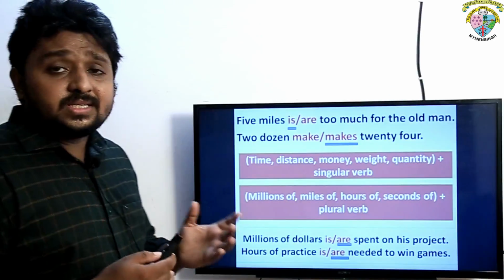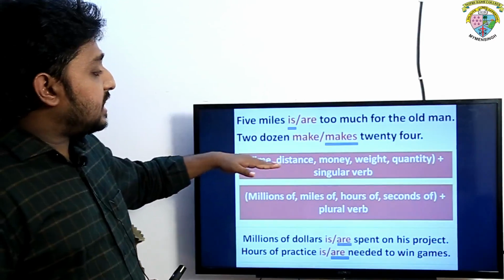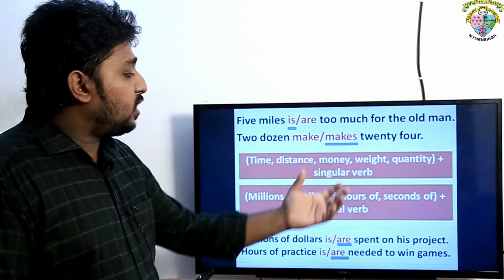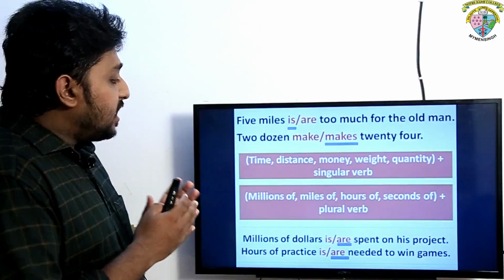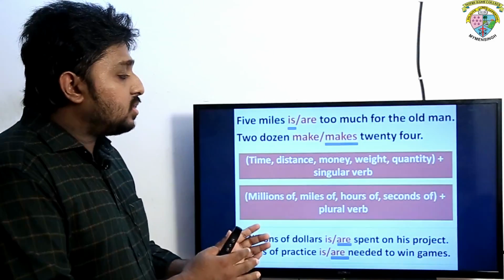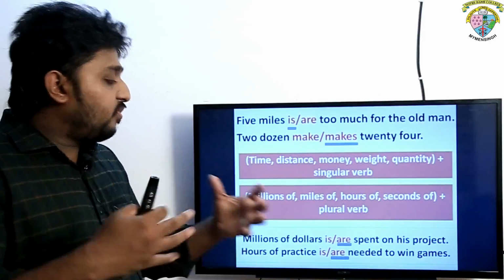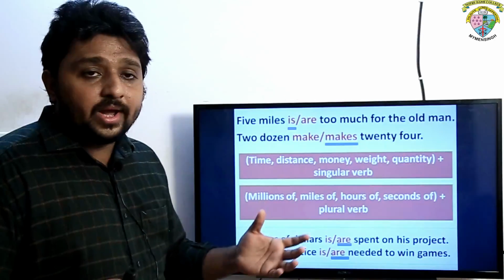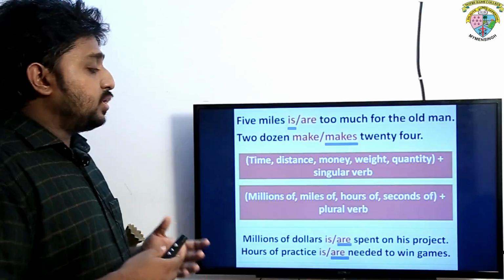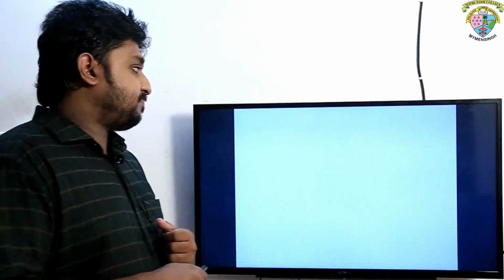So what is the reason? If you see normal time, distance, money, weight, quantity, you have to take a singular verb. But if you see millions of, miles of, hours of, seconds of, before any time, distance, money, weight, that time you have to use a plural verb.